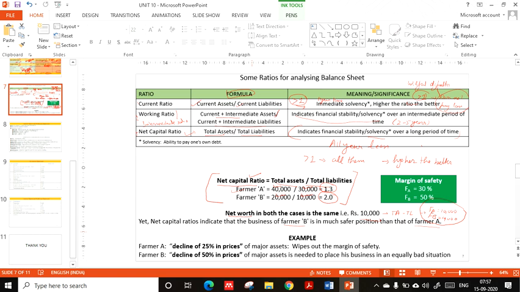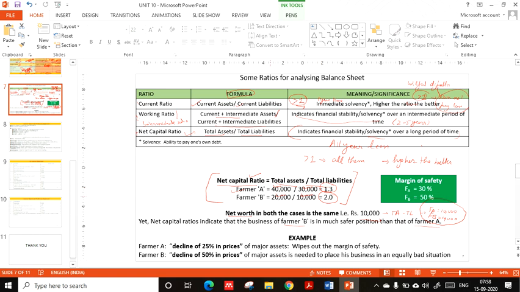Margin of safety, that is the value earlier it was 1.3, the margin of safety was 30%. You can see in the green box. Now if the prices of his assets drop down by 25%, his margin of safety is gone, because the value of total assets will be 30,000, total liabilities will also be 30,000, and net capital ratio will be 1.